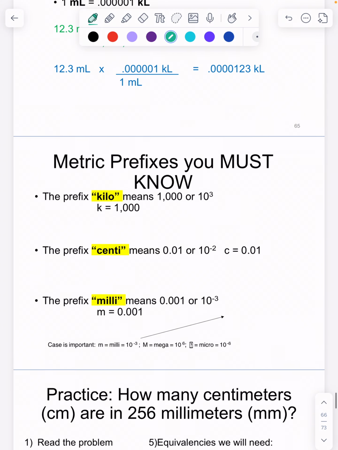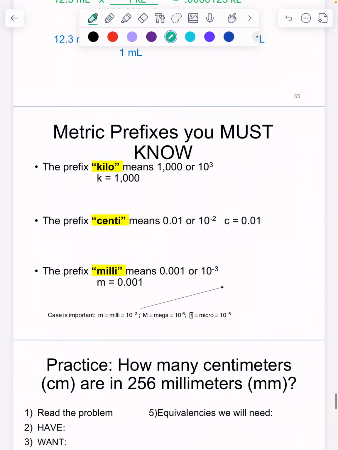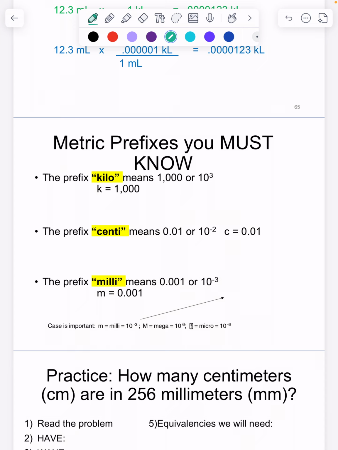So, coming down here, metric prefixes you must know. Just keep these in mind. I have kilo, I have centi, and I have milli. You should know what these mean: kilo means a thousand or 10 to the 3. Centi means 10 to the negative 2 or 0.01. And milli means 10 to the negative 3 or 0.001. Milli is the opposite of kilo, if that helps you remember it. So keep those in mind.